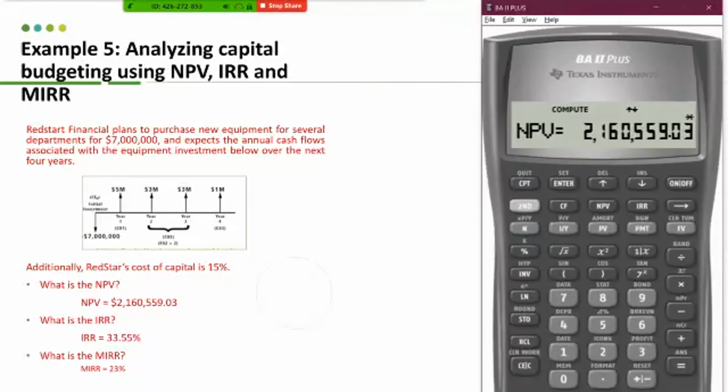Okay. So as you can see, the NPV value is positive. So Restart Financial is likely to proceed with the investment. If it were negative, the investment would probably not be in its best interest. Okay. And then the next one is, what is the IRR value?